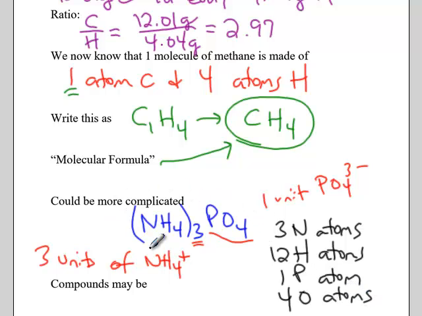So this molecule is made up of these units, which we're going to call polyatomic ions because they're made up of more than 1 atom, polyatomic. But we could also look at how many atoms of each type we have.